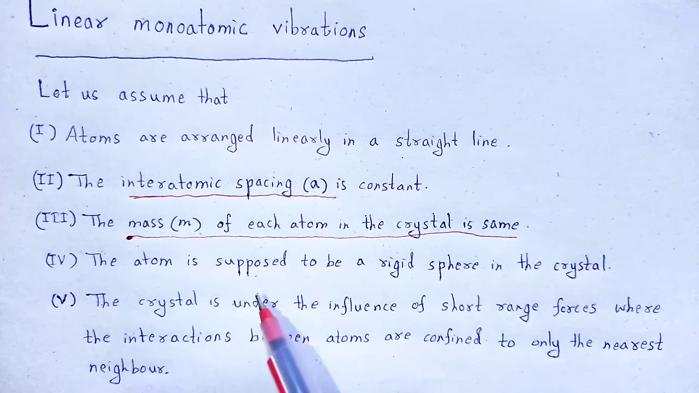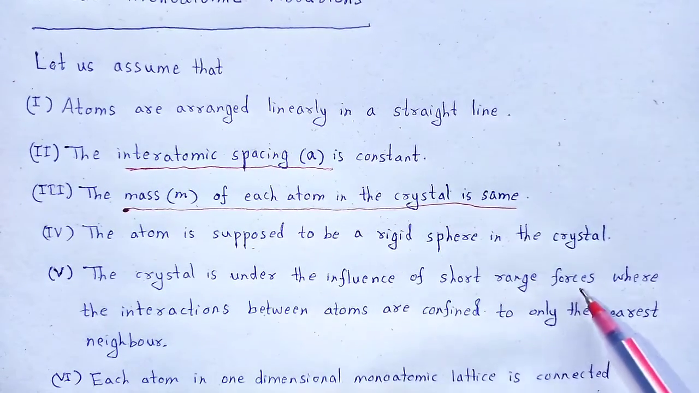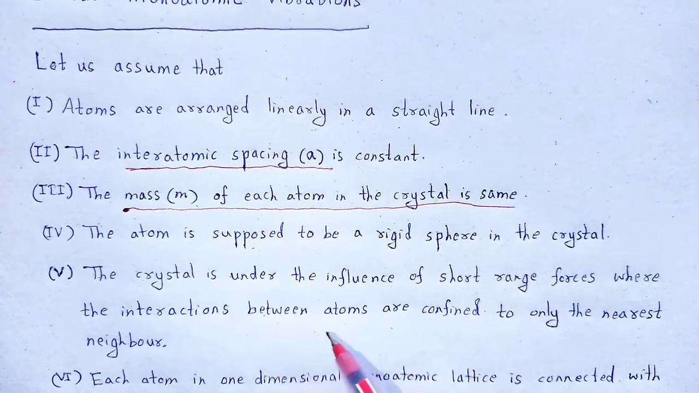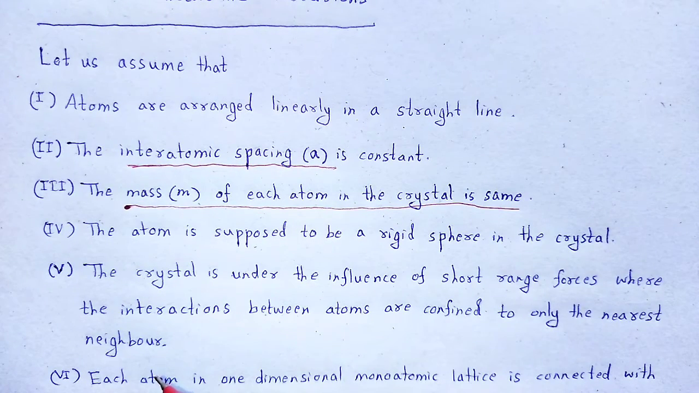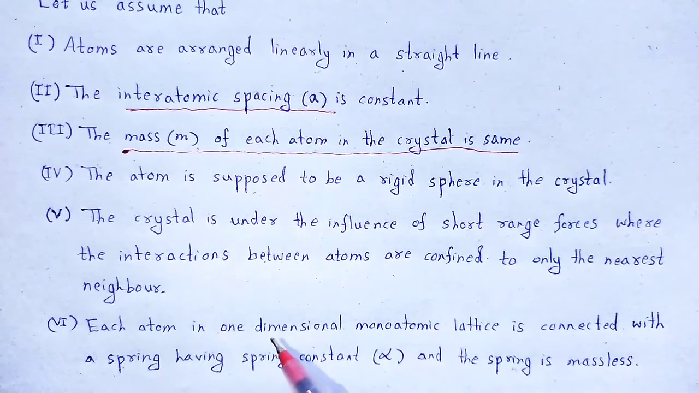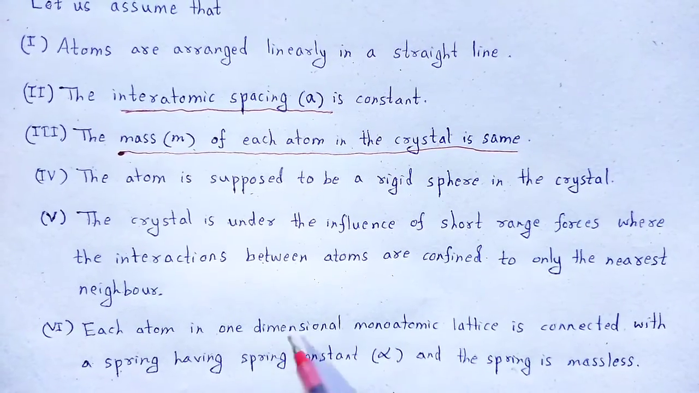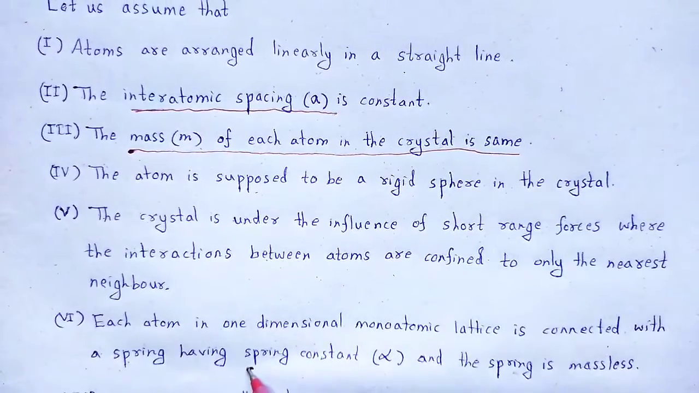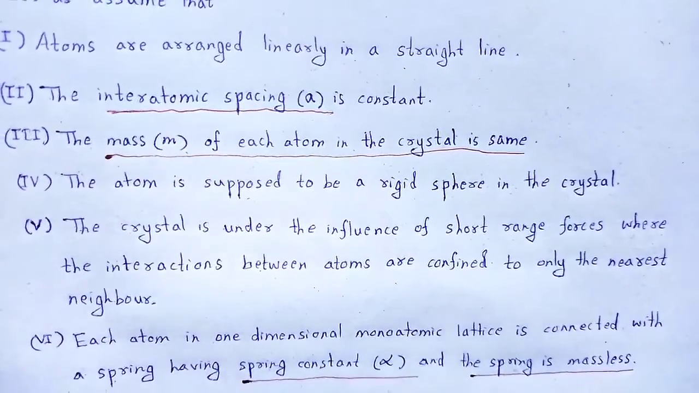The atom is supposed to be a rigid sphere in the crystal. The crystal is under the influence of short range forces, where the interactions between the atoms are confined to only the nearest neighbor, or we can say only due to its consecutive atoms. Each atom in a one dimensional monoatomic lattice is connected with a spring, and here we consider that the spring has spring constant alpha, and that it is massless.